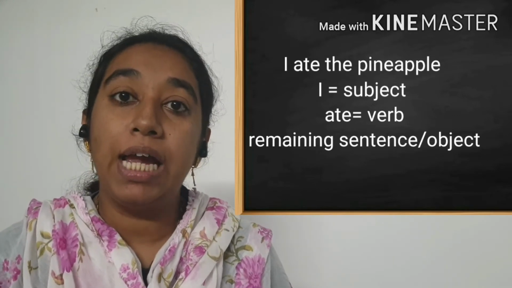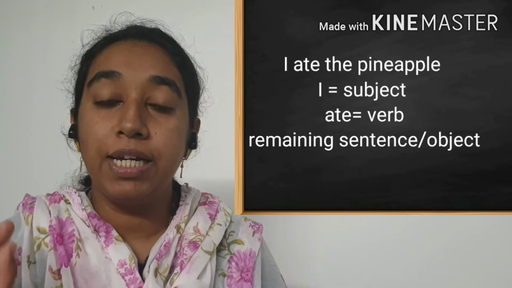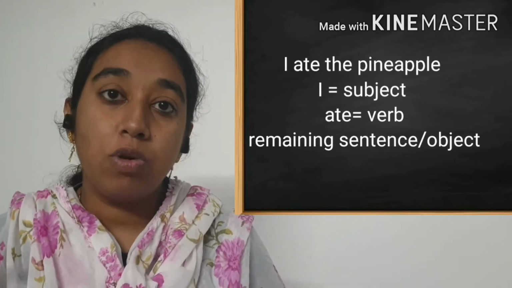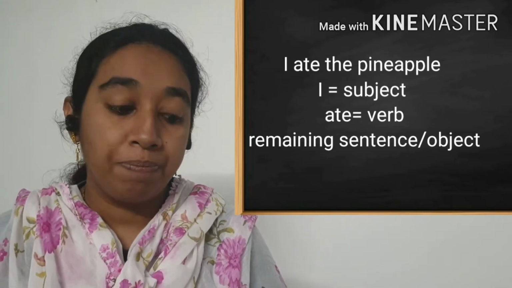Example: I ate the pineapple. So I is a subject, the predicate is ate the pineapple. So it has subject plus verb plus remaining part of sentence. It is complete in its meaning. So remember, another example: the dog barked. I eat bananas. I the subject, then the verb.